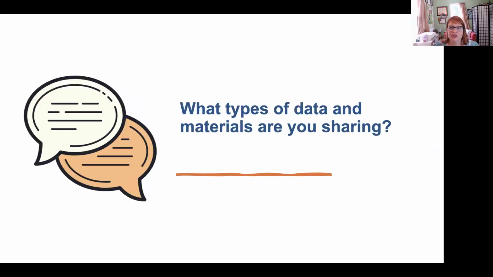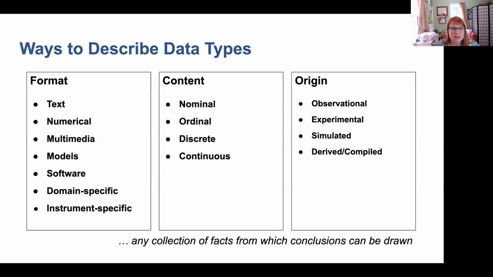So if you want to share in the chat, what kinds of data or other types of materials have you been involved in sharing, or have you worked with researchers at your institutions to share? Think about all of the different kinds of data types and types of materials you may have worked with. If you want to go to the next slide. So you might be thinking of a lot of different things because there are a lot of different ways to characterize data. There's a lot of different things that data can be.